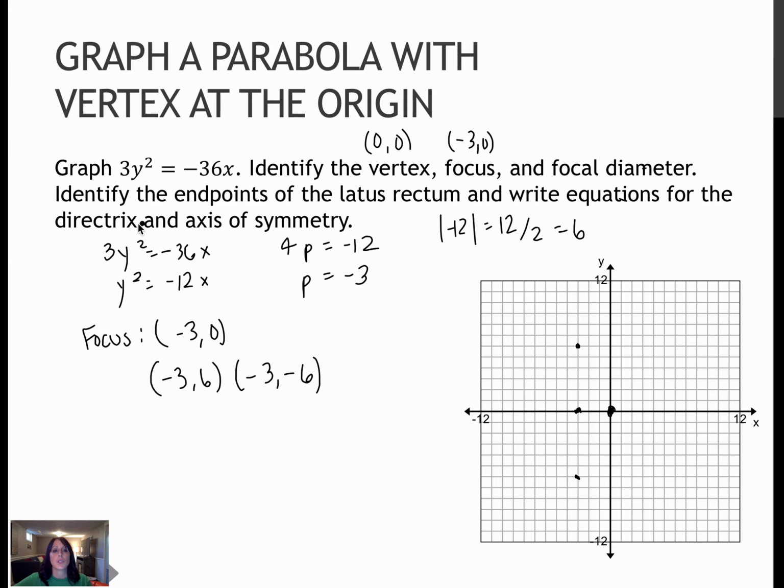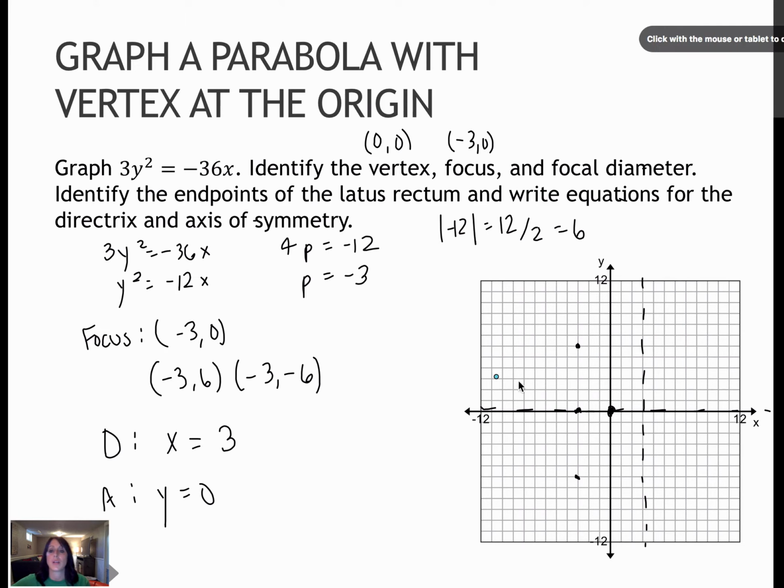The equations for the directrix and the axis of symmetry. The directrix is x equals the opposite of negative 3, which is positive 3. So that's this line right here. And the axis of symmetry is y equals 0, which is this line right here. And then, of course, I'm just going to graph by going through those points and going through the vertex. There is my parabola.